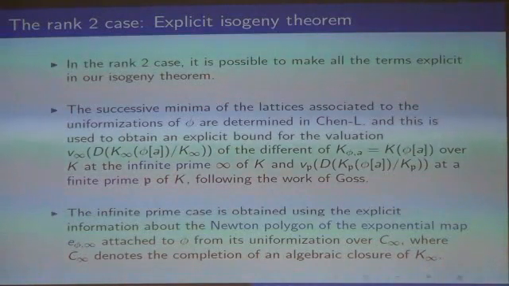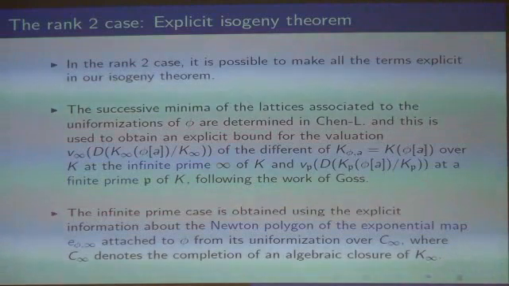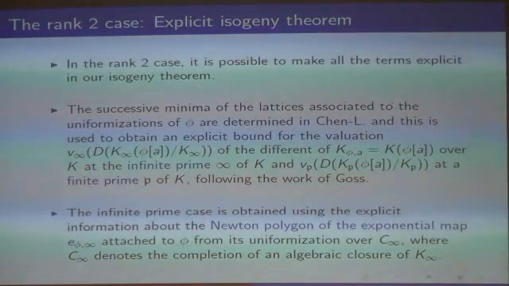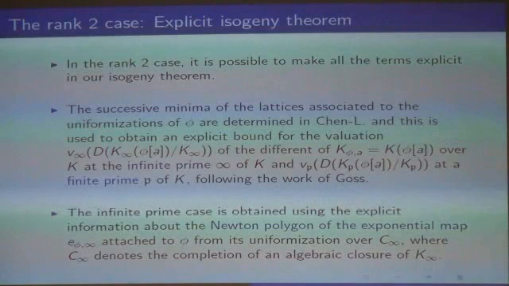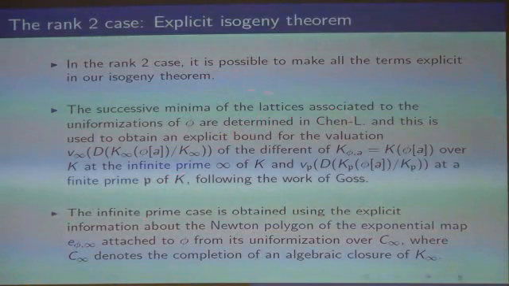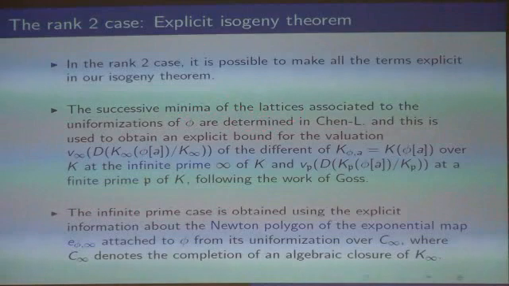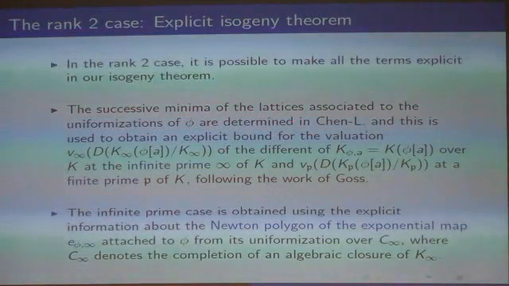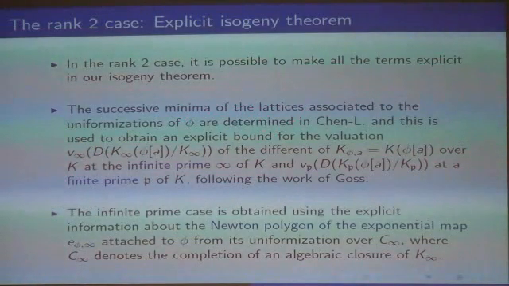Okay, in the rank 2 case, as I said before, it's possible to make all the terms explicit. I'll give you the details, but this is an overview first. The way we were able to do it is that the value is involved with the successive minima of the lattices. That part can be determined by the Newton polygon idea.